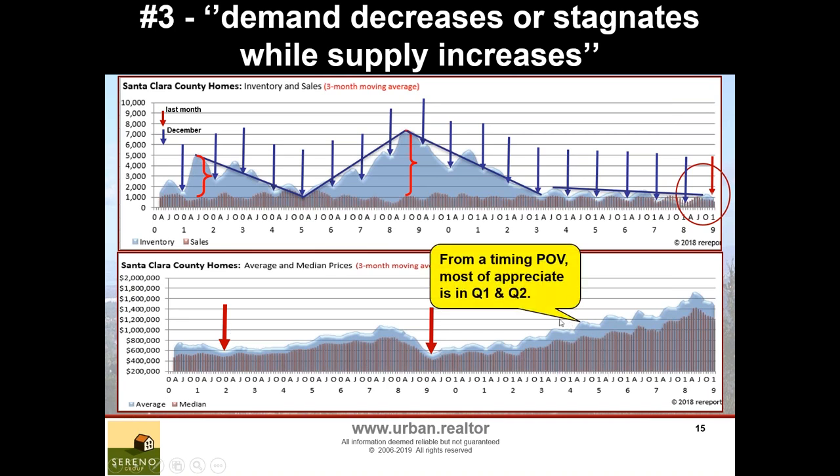Another point that I want to bring to your attention is that if you look at the cycle of the price, most of the appreciation happens in Q1 and Q2. So you see, this is the beginning of the year, prices go up, they stay flat, prices go up, then stay flat, and so on. Most of the appreciation typically happens when inventory levels are low. When inventory is going up, prices get flat. And that's a very classical behavior of supply and demand.